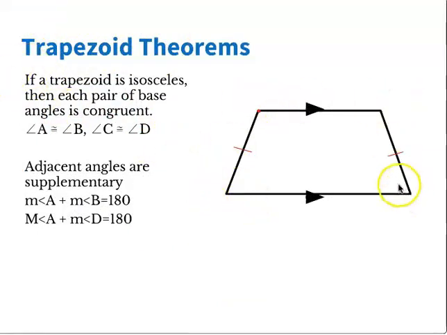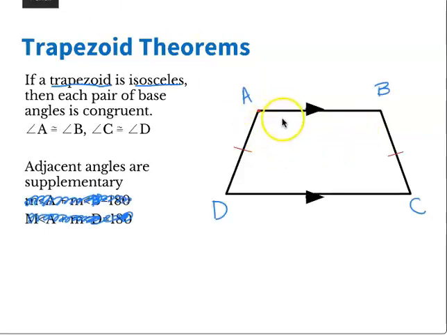We've talked about the sides of trapezoids, but now let's talk about the angles of trapezoids. So if a trapezoid is isosceles, and this trapezoid is an isosceles, how do I know that? Well, there's a tick here and a tick here, which lets me know that these two sides are congruent. So if we have an isosceles trapezoid, then each pair of base angles, so remember this side is our base, each pair of base angles will be congruent.